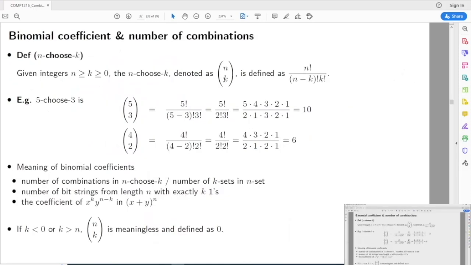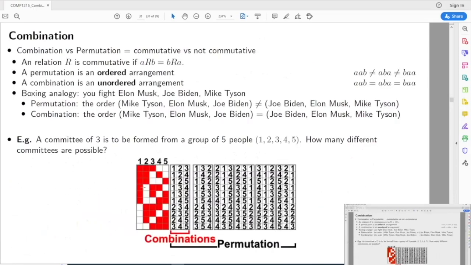Okay, so you see this symbol. You may write nCr. No, now we always write brackets, because later on we will have other brackets. 5 choose 3 is 5 factorial over 5 minus 3 factorial, divided by 3 factorial. So how do you understand this thing? 5 choose 3, right?